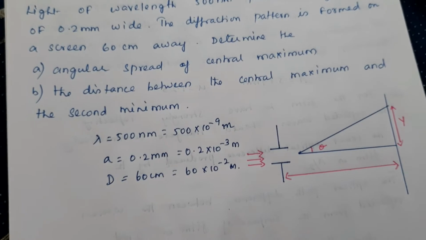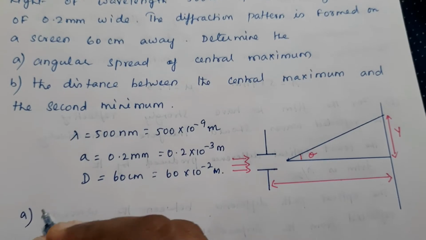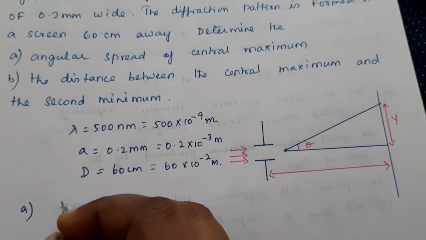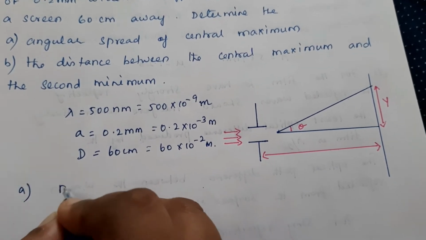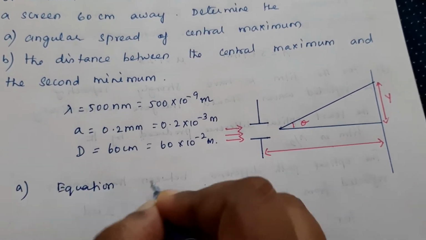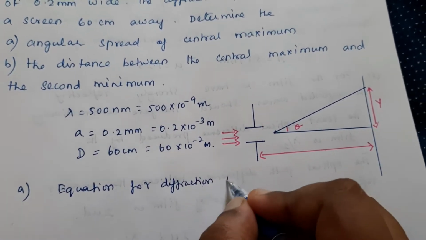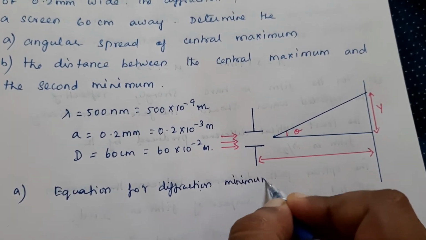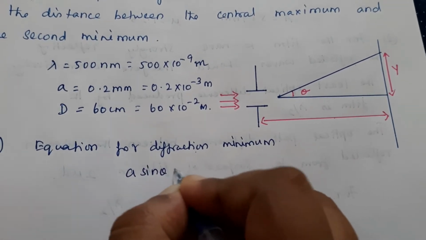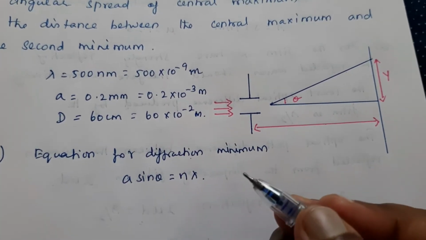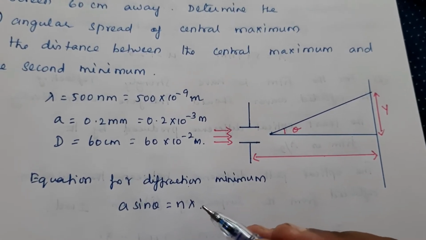Now the first part is, we have to find out the angular spread of central maximum. To find it, we have to write the equation for diffraction minimum. So what is the equation for diffraction minimum? That is a sin theta is equal to n lambda.